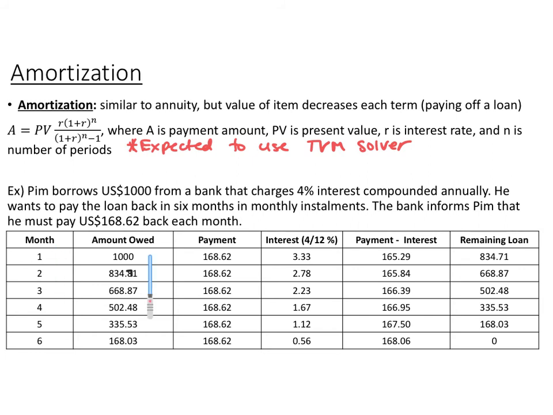So the first month he owes $1,000 and his payment is going to be $168.62. Well, first he has to owe interest on that $1,000. So the annual interest is 4%, but he's paying it back monthly, so his monthly interest is 4 divided by 12%, or like 0.333%. So on the $1,000, he's going to owe $30.33. So his payment, only $165.29, is actually going to go to the principal value of his loan. So he has to pay the interest back first. So that's why it doesn't completely decrease by the full amount. So then that comes off the loan.